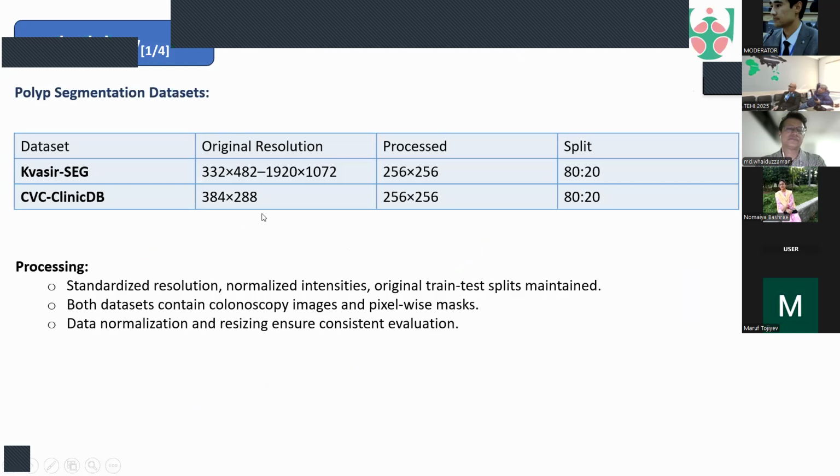Now come to the portion of our methodology. Here we have utilized two kinds of polyp datasets, which are KVC-SEG and CVC Clinic DB, to perform our analysis.